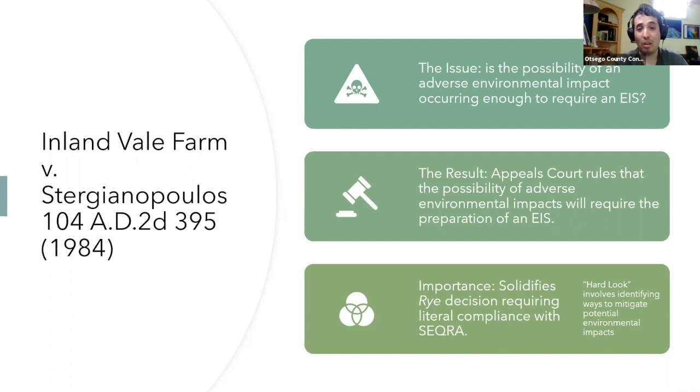And so the importance of this ruling was that it solidifies the RAI decision requiring literal compliance with SEQRA, because in the previous slide we see the threshold for preparing an environmental impact statement. In this case the court says, look, if there's a likelihood of an environmental impact occurring, if it's proven with empirical evidence that it's possible, you have to prepare an environmental impact statement. And future court decisions have ruled that it only takes one of these issues to require the preparation of an environmental impact statement. That's really important to remember going forward.